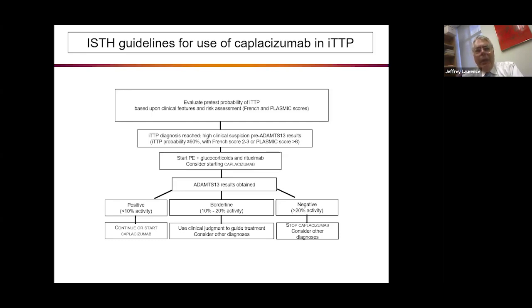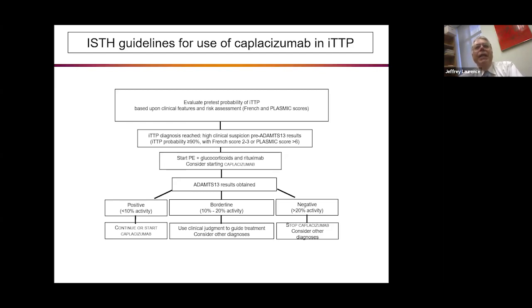And you get the ADAMTS13 results. In our hospital, it takes 5 to 7 days. We're still sending it to Mayo's or other places that take us 5 to 7 days. I know some hospitals outside of New York City get them faster or do it in-house. We don't. Once you get the ADAMTS13 results, if it's positive, meaning you've got a true TTP case with ADAMTS13 less than 10%, continue, or if you didn't start it, start caplacizumab.